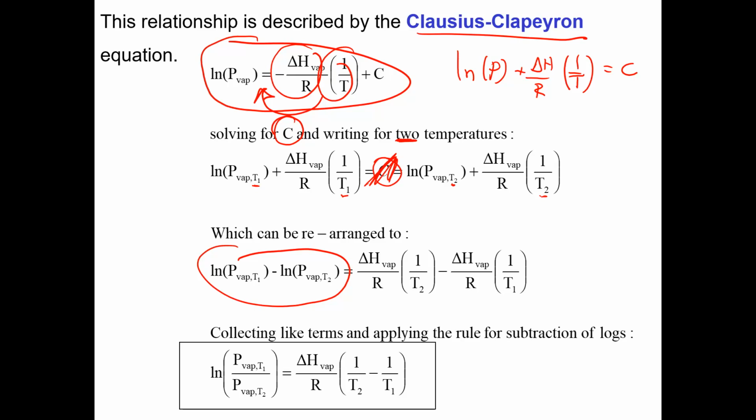So the first thing that we're going to do is apply our log rule for subtraction of logs and simplify the left-hand side. And then we're going to recognize that we have this term here that we can pull out as a common factor, and that's what I've done there. So collecting like terms and applying the log rule for the subtraction of logs gives us what we call the two-point form of the Clausius-Clapeyron equation. And it achieved what we want. We got rid of the constant C, so now we can use the Clausius-Clapeyron equation without having to look up a constant for every gas.